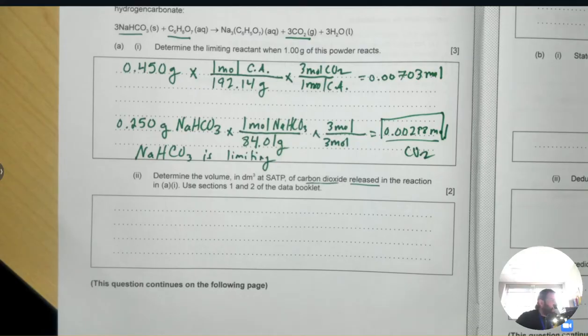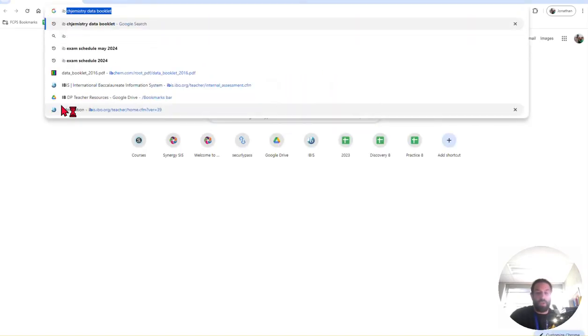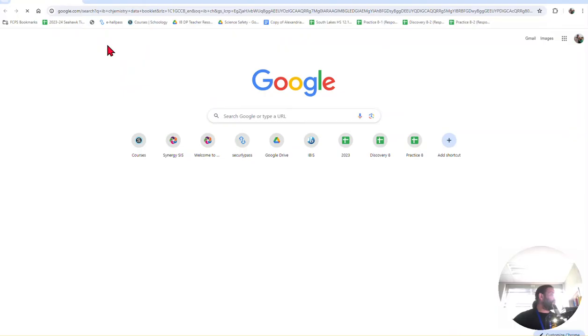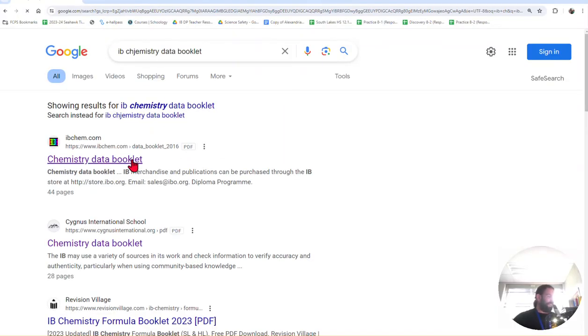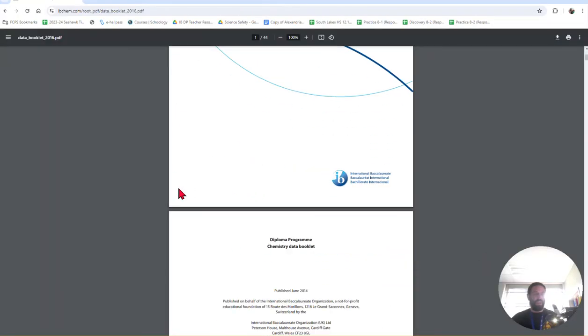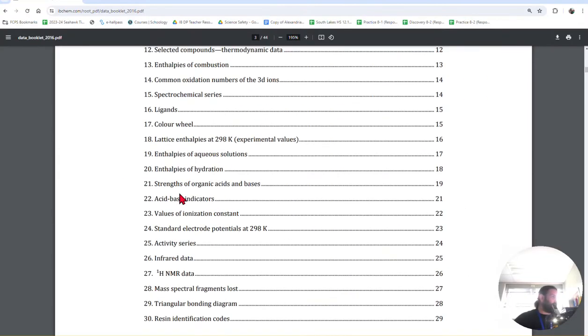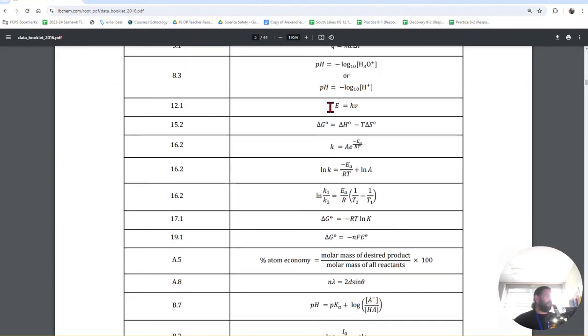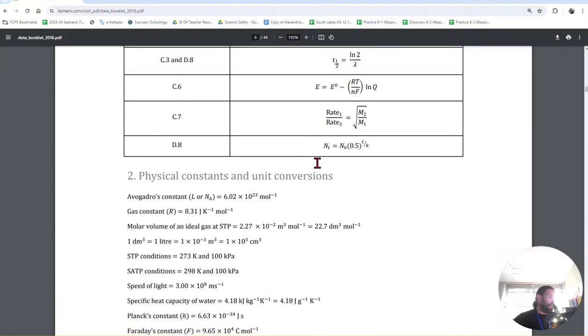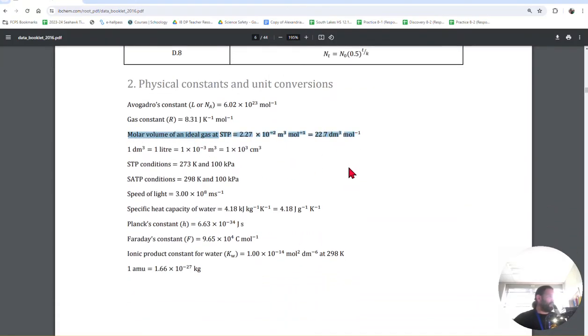So if we look at part 2, it says determine the volume of CO2 released in A1. Use section 1 and 2 of the data booklet. Oh no, I closed all my data booklets. Oops, I had them all open. Whatever, we'll just use, ooh, look at that misspelling from the past. That's the only thing we're going to get from section 1, the equation, which in this case would be PV equals nRT. In section 2, what you're given is molar volume, which tells you that any ideal gas at STP is 22.7 cubic decimeters per mole.